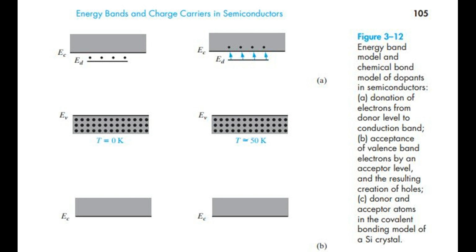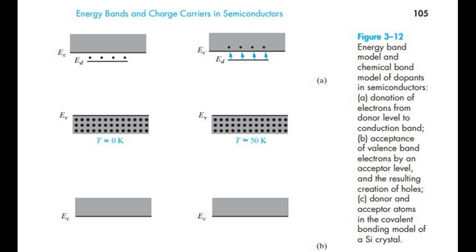A. Donation of electrons from donor level to conduction band. B. Acceptance of valence band electrons by an acceptor level, and the resulting creation of holes. C. Donor and acceptor atoms in the covalent bonding model of a silicon crystal.